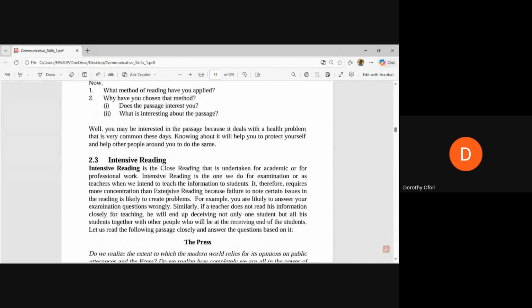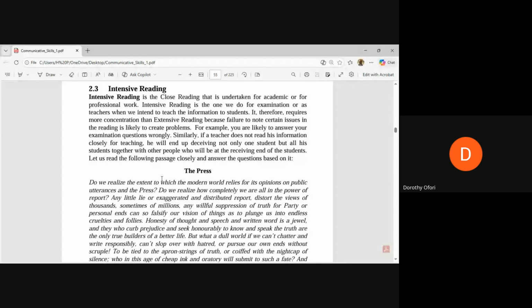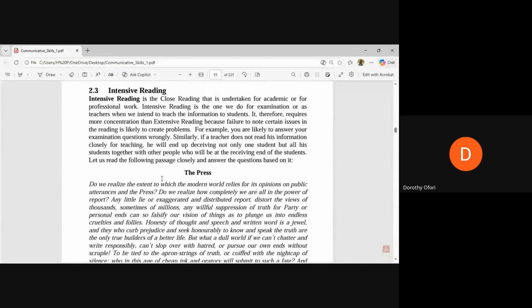Okay, now let's look at intensive reading. You already know that the opposite of extensive is intensive. And I told you extensive, we are looking at outside your field. Intensive, who can tell me something about intensive? When we say intensive reading, what comes into your head? Yes, intensive reading.